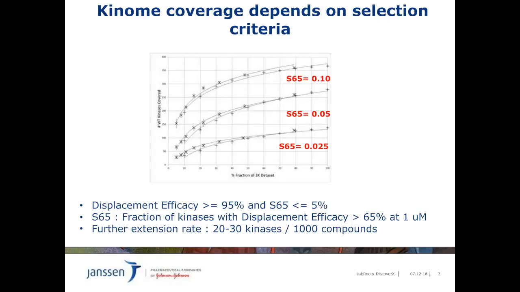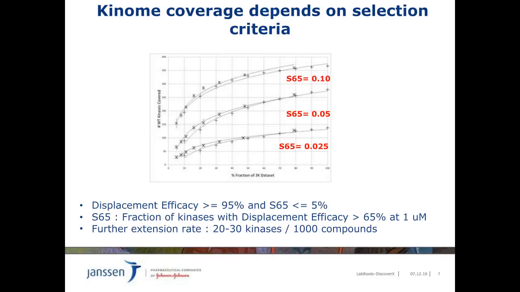We defined that a given compound covers a kinase if it hits the kinase with displacement efficacy greater than 95% and has an S65 value below the threshold of 2.5, 5 and 10% respectively. These are the three curves you see in this plot. The plot shows the kinase coverage in dependence of the fraction of the kinase library screened.